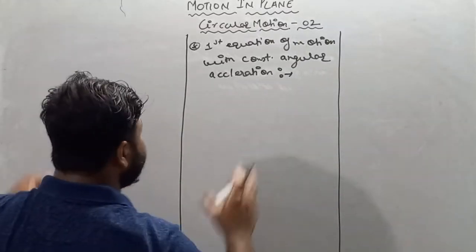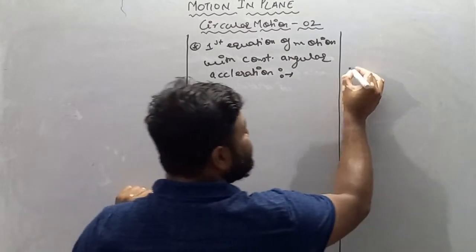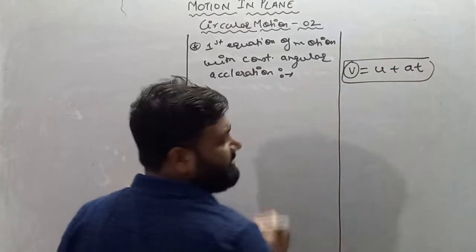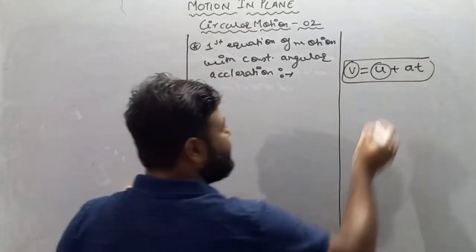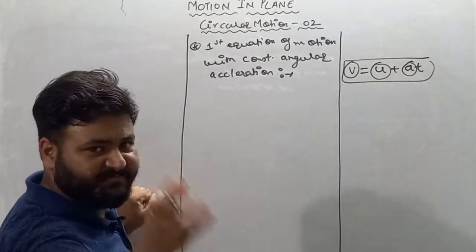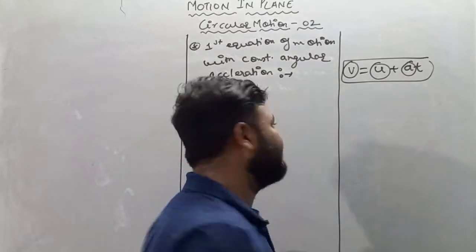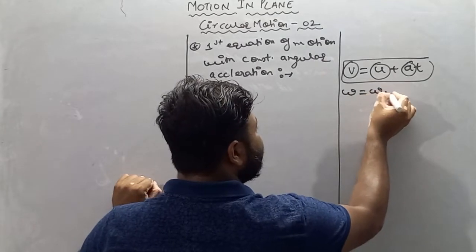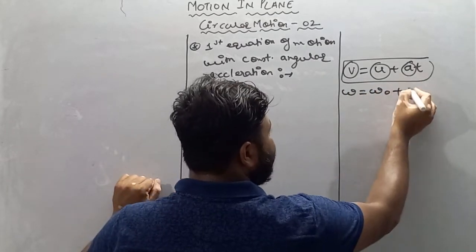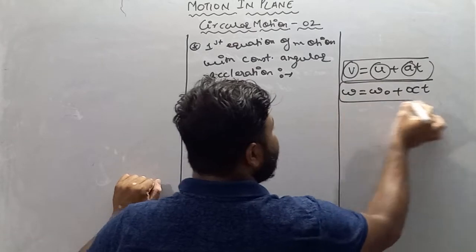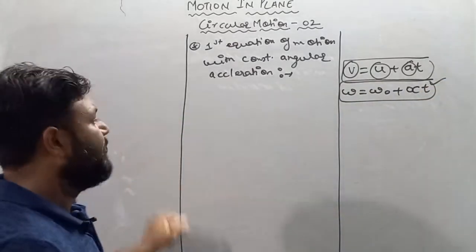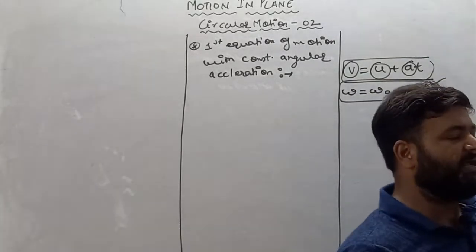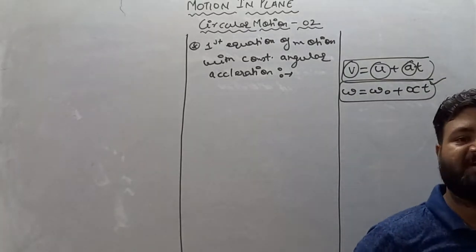So my dear student, as for linear it is v equals u plus at, where v is final velocity, u is initial velocity and a is acceleration. As we are using angular words, our final angular velocity is omega, initial angular velocity is omega naught, and a is alpha. So we have to prove this equation: omega equals omega naught plus alpha t.